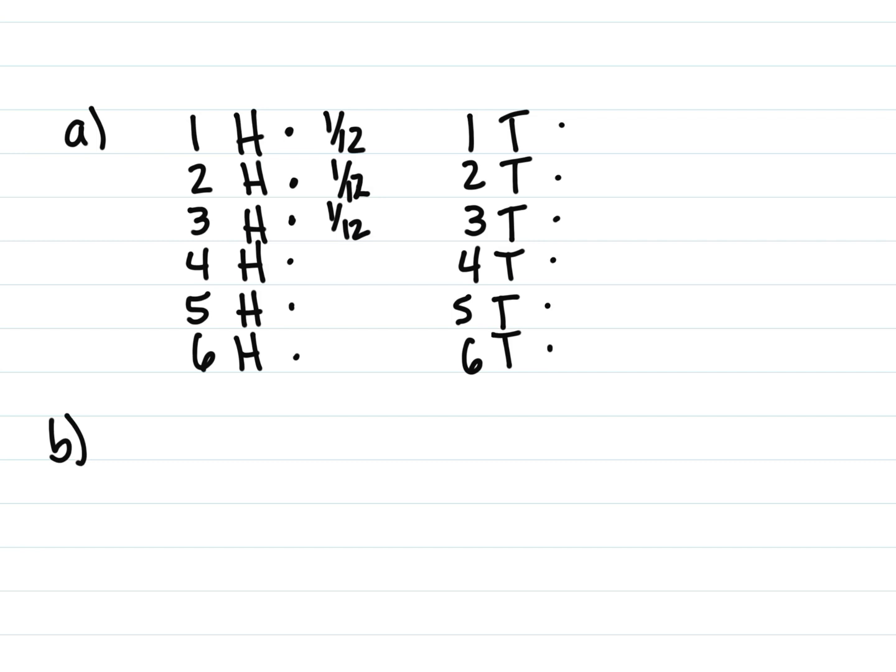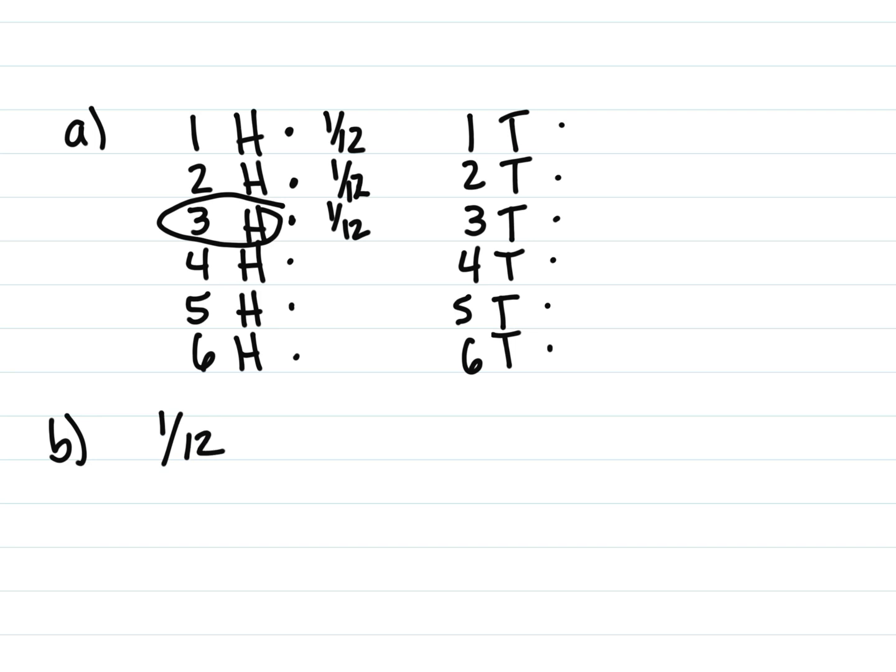B says, what is the probability of getting a head on the coin and a number 3 on the number cube? So that's this one piece here out of 12. It only happens once. Every other time you'd have a different number, or maybe it would be tails.